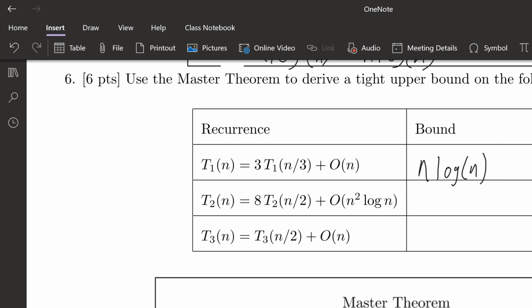Second one, what is a? 8. What is b? 2. What is log base b of a? 3, right? Because 2 to the 3rd equals 8. So we can just substitute it there and we would get 3. All right, and what is d? More than 2, less than 3. I like that. So we don't fully know what d would be, but we do know it's less than log base b of a.